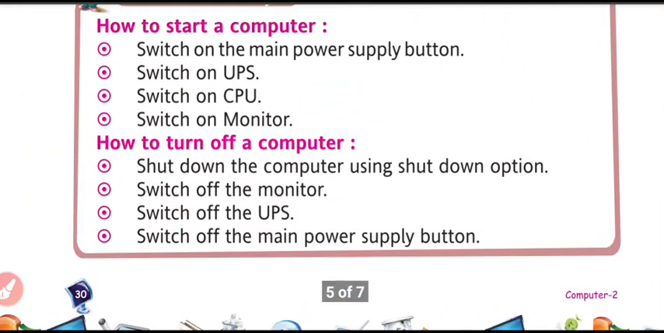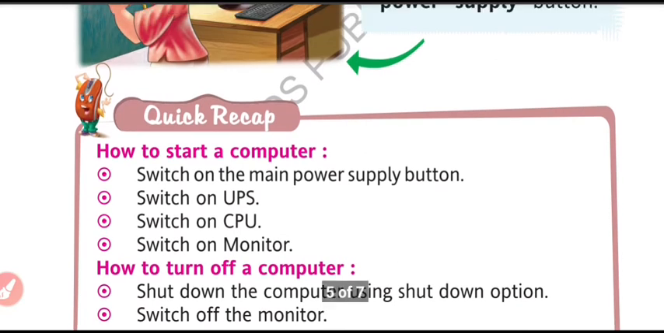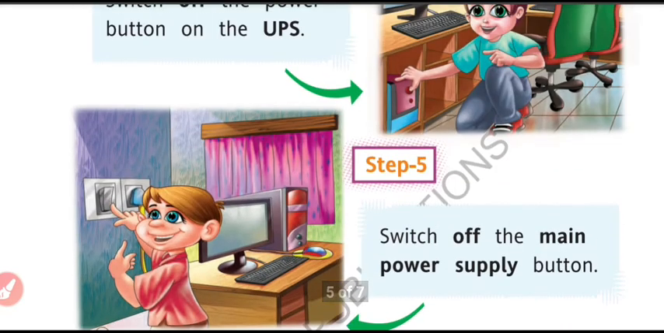Now, up to this point, we shut down the computer. Today's homework: you can revise how to shut down the computer, the steps you learned today. This is your homework today. Children, up to this part you can revise nicely, read nicely. Read the lesson 2 times and learn the steps.